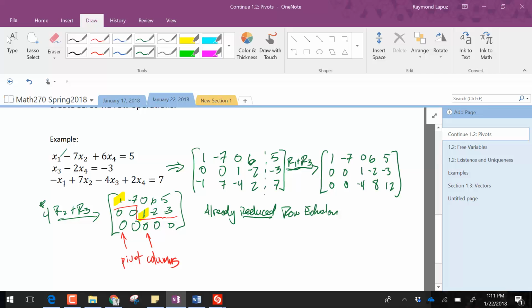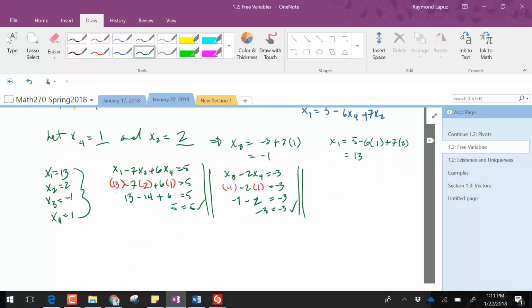Let's try the last one. -x1 plus 7x2 minus 4x3 plus 2x4. Again, -x1, I forgot already. What is it? Plus 7x2 plus 4x3 plus 2x4 equals, did I get positive 7.